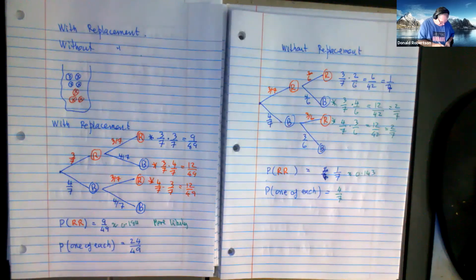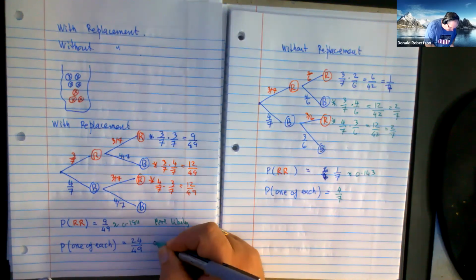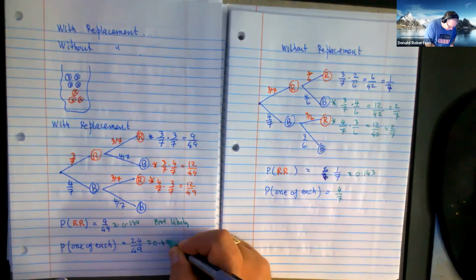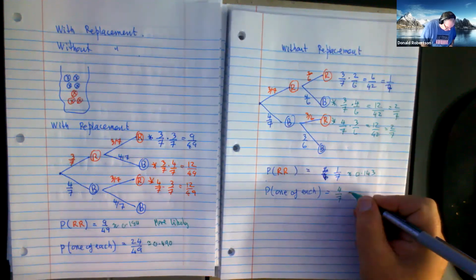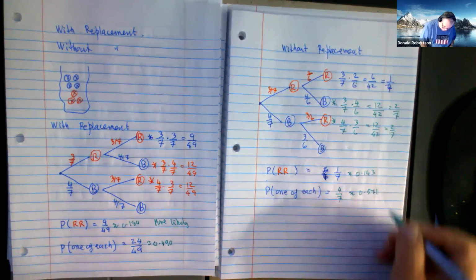Now, 1 of each, 24 divided by 49 is roughly 0.490 if you round it off, and 4/7 is roughly 0.571.